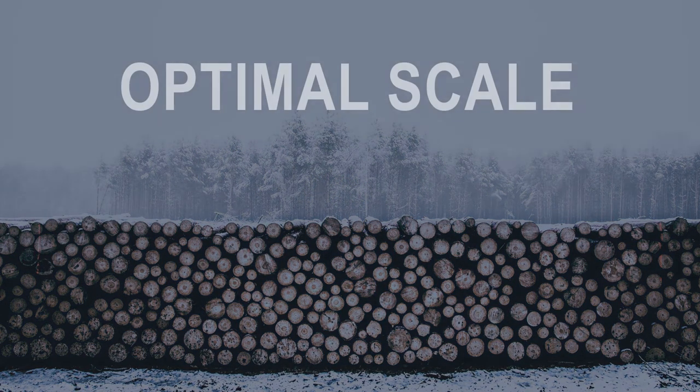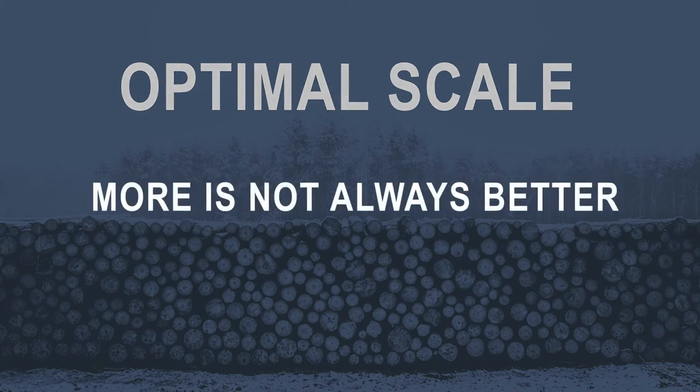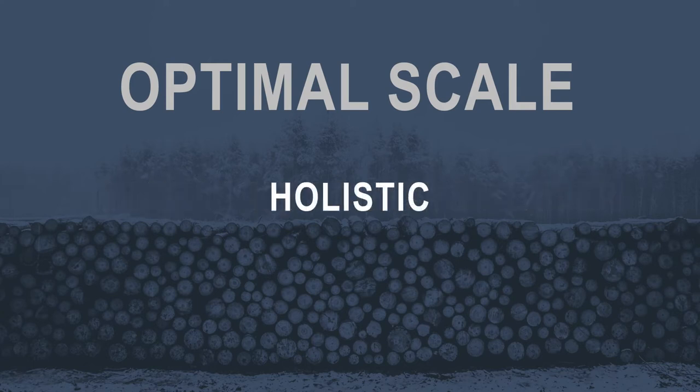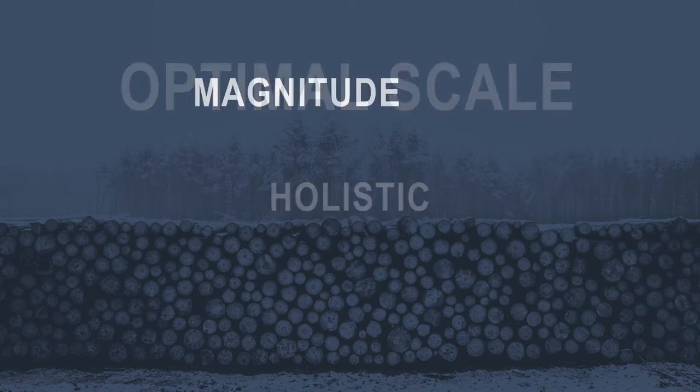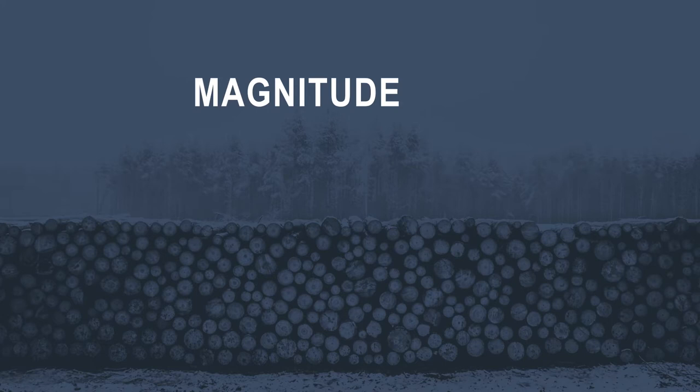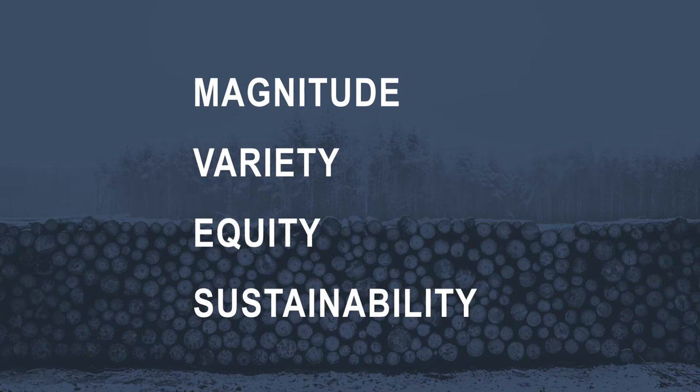The second principle is optimal scale. More is not always better. So rather than thinking about achieving maximum scale, we should be striving for optimal scale that balances multiple considerations. This requires a holistic view that we believe should consider at least four dimensions. Magnitude, which is probably the most common concern regarding how much impact and how many affected, as well as variety, which is the range of different impacts that are created, equity, which has to do with the fairness of who is helped and harmed, and the sustainability of impacts and the efforts to create them.